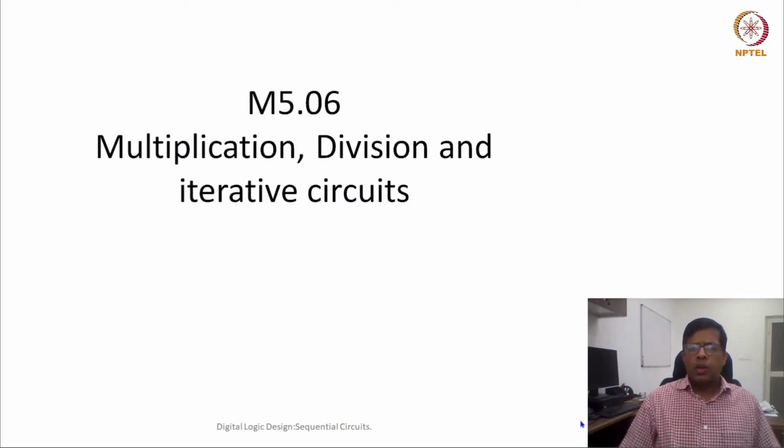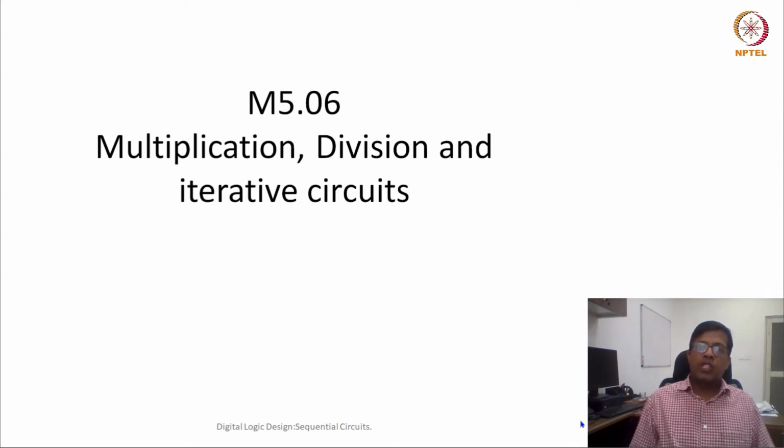Hello all. Today we are going to discuss a few more applications of finite state machines. In our previous lecture we have seen how addition can be performed using a finite state machine, which will reduce the area, and the delay would be very similar to a ripple carry adder.